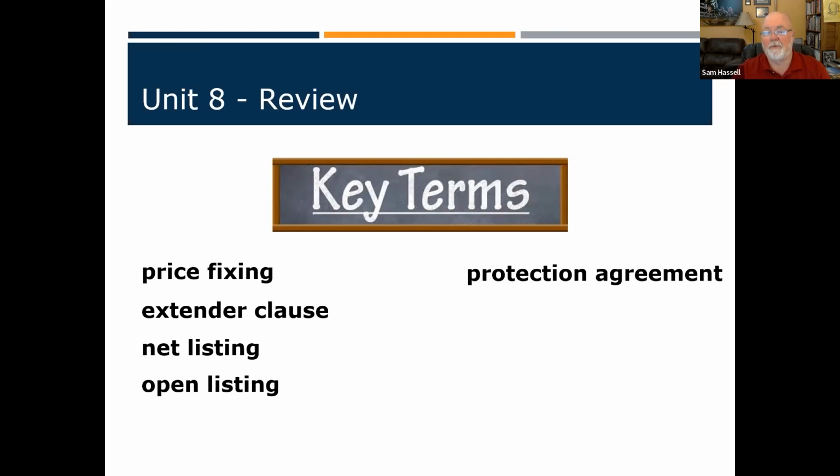Open listing, we have more than one broker listing a property, and depending on who sells it, they get paid. If the seller sells it themselves, nobody gets paid.